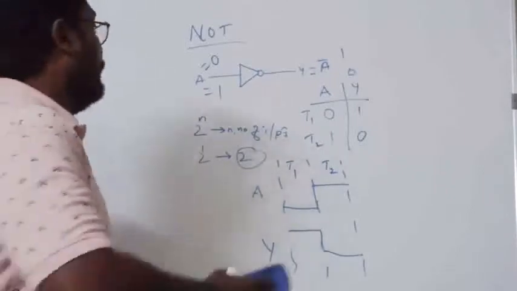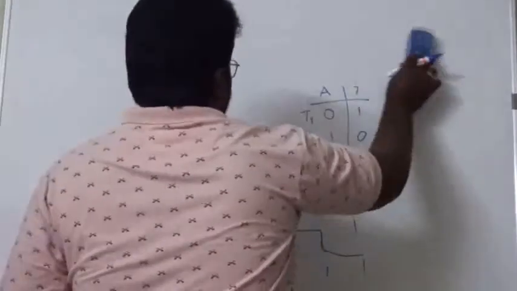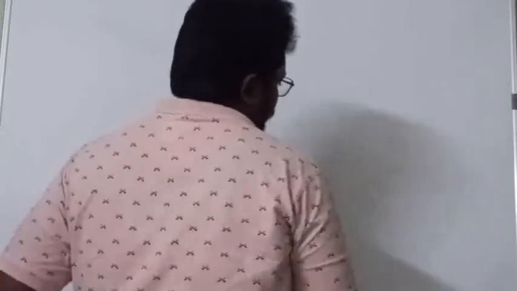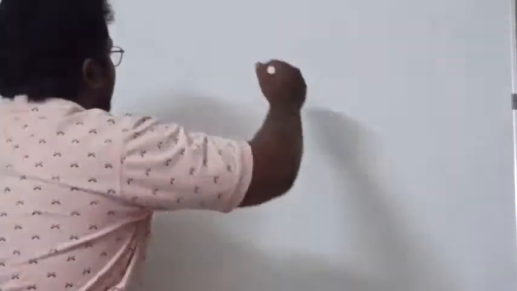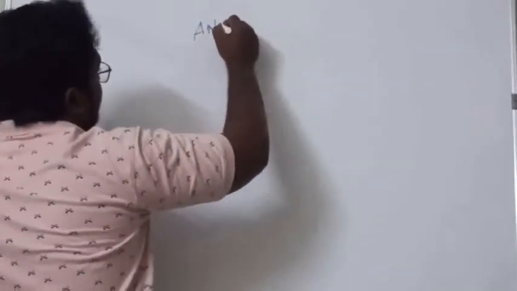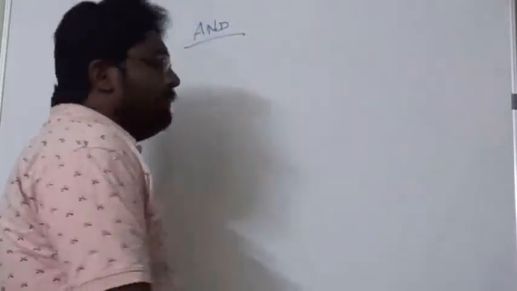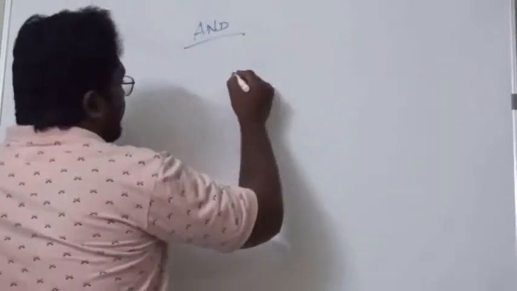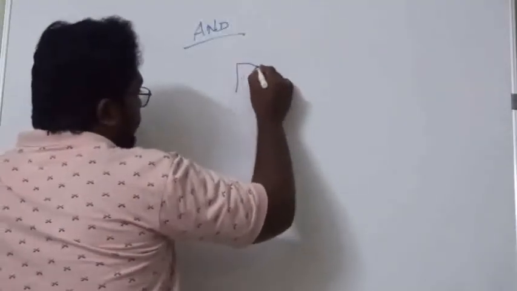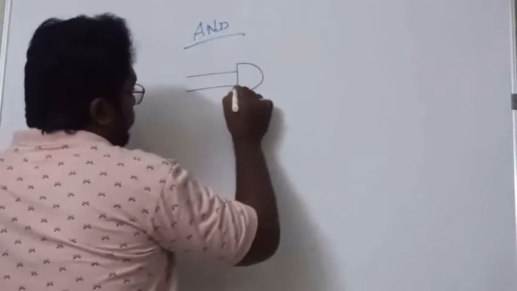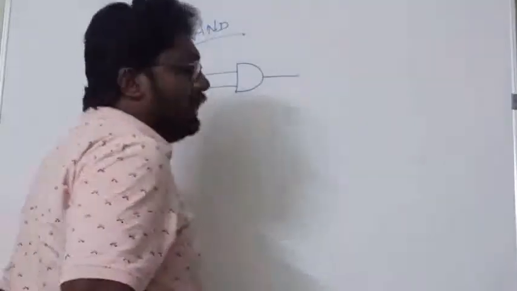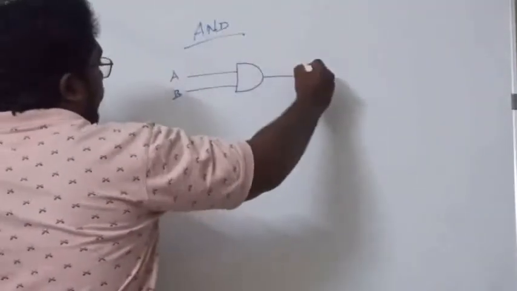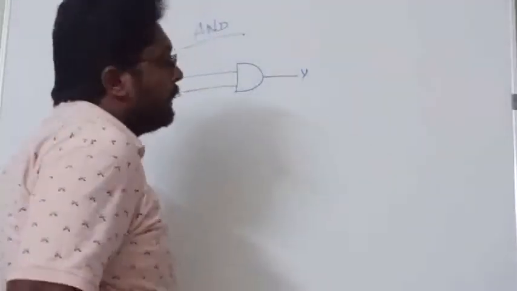The next one is the AND gate. For the AND gate, we perform logical multiplication. The symbol for this AND gate is like this: a D-shaped symbol with 2 inputs and a single output. Here I take the inputs as A and B, and the output will be Y.